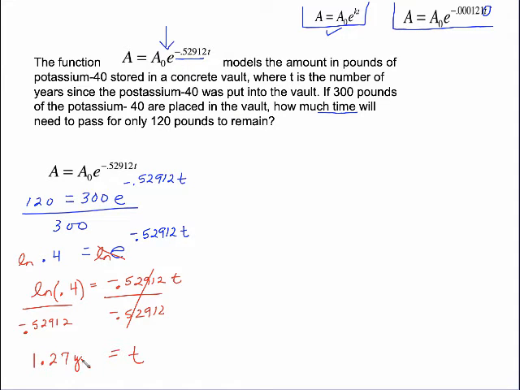1.27 years. And how you round depends on what the problem said. This problem didn't specify, so I just went to 2 decimal places. So it would take 1.27 years for the 300 pounds that started out in the vault to decay to 120 pounds.